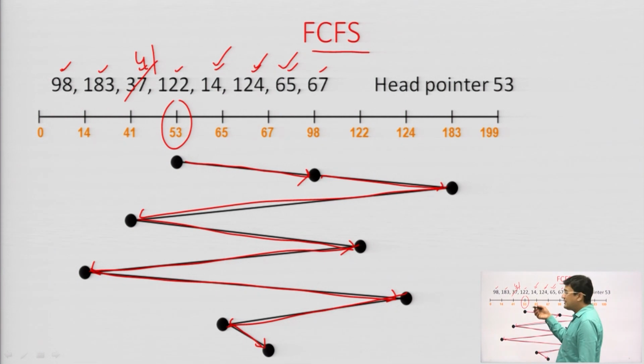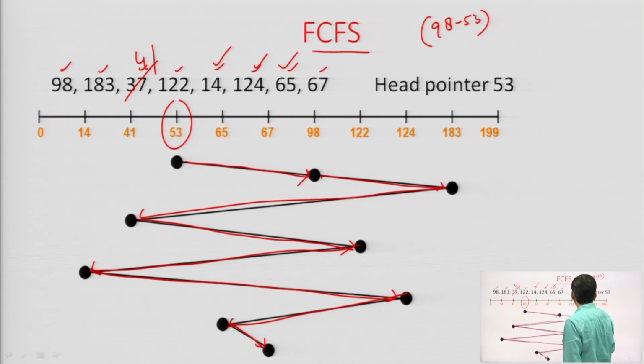In general, whenever this kind of arrangement is there and we are solving it with the help of the diagram, which is also known as the Gantt chart or the timing diagram, we actually have to find out how much total movement of the disk arm took place. So with this you can see that the total movement will be 98 minus 53, because the disk arm has moved from 53 to 98.